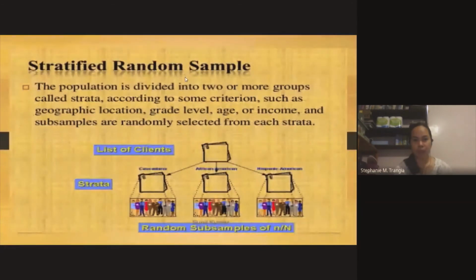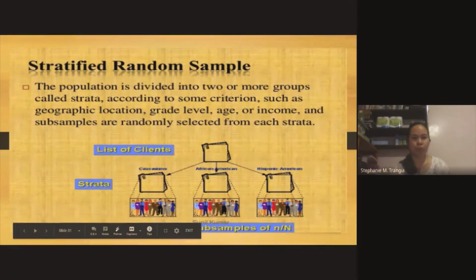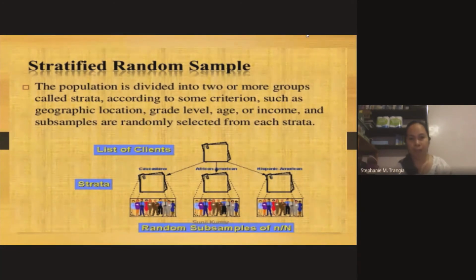Okay? Now, let's proceed to stratified sampling. Actually, stratified sampling is the most ideal of all. The population is divided into 2 or more groups called strata according to some criterion. It depends on the criterion you set for your target population. Be it income, you divide them into above average, average, or low income. It depends on the category you choose. Or male, female, or according to blood type. Again, if you use stratified sampling, you start with your sampling frame or list. Then group them according to the category you want, depending on your research topic: grade level, age, income, and subsamples are randomly selected from each stratum.